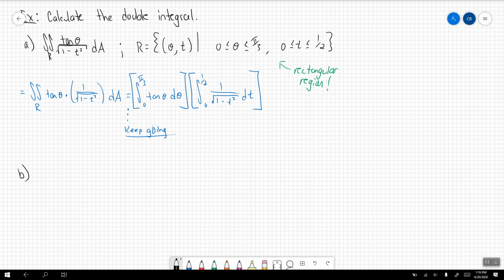Alright, so let's go with part B. Integral from 0 to 1 and then integral from 0 to 2, for the function y times e to the power of x minus y, dx dy. So first, is it a rectangular region? Yes. Awesome, it is a rectangular region. Next, is the function separable? Can I separate this function into two different functions that contain x's and y's?